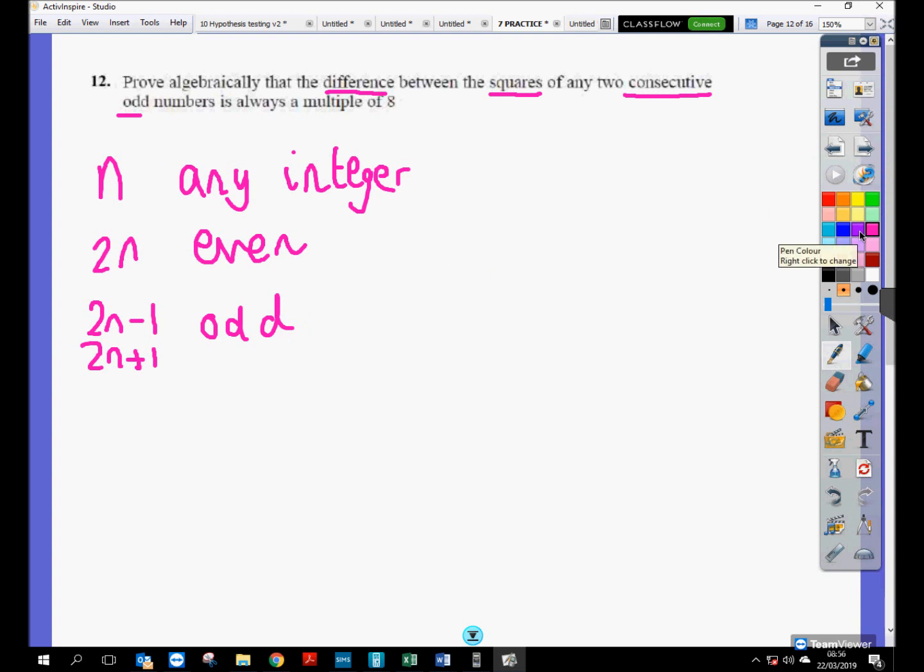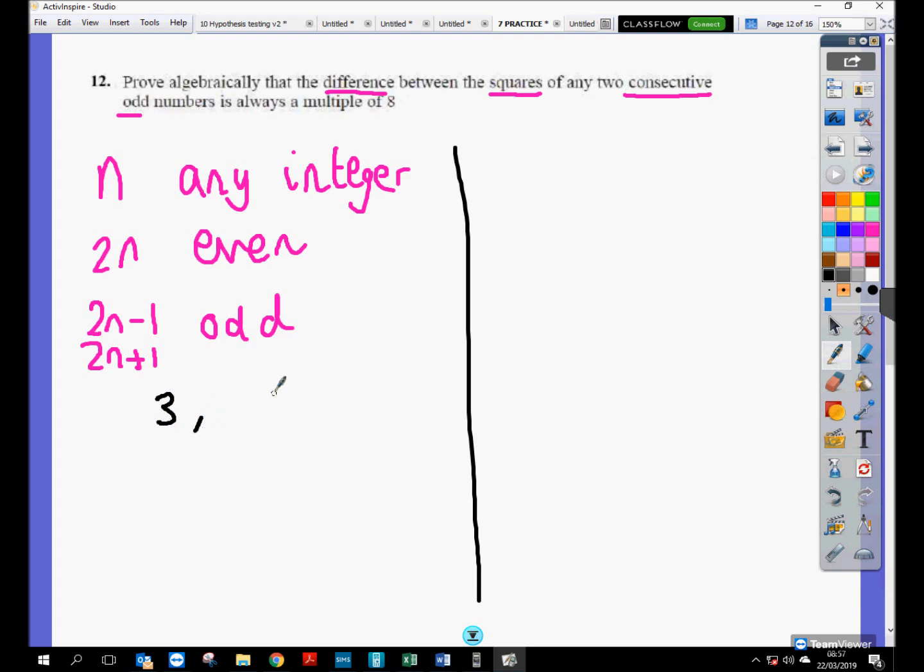Now the question says, prove algebraically that the difference between the squares. What I'm going to do is divide the screen into two parts, and I'm going to answer this question using numbers on the left hand side and then algebra on the right hand side. Now you get no marks at all for proving this question with numbers, because you're not proving, you're just showing it. So you take two odd numbers, two consecutive odd numbers at that.